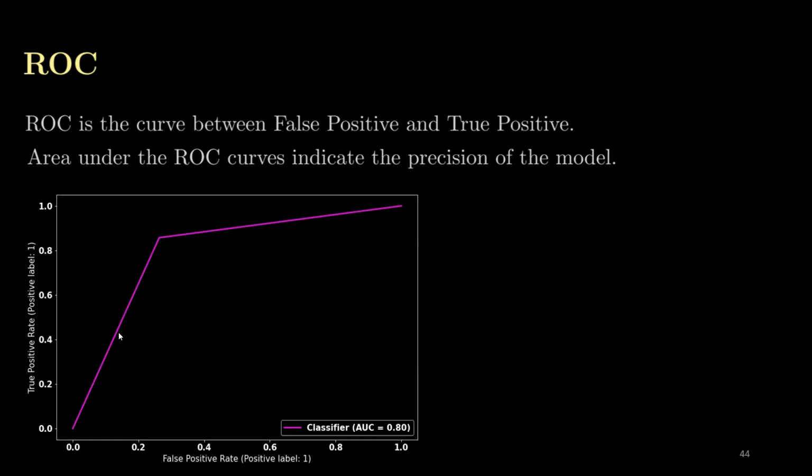So if we see this curve, we can see that AUC here, AUC is area under the curve, its value is 0.8. It means this ROC is for the model whose precision is 0.8 or 80%, because area under the curve of ROC represents the precision of the model. On the x-axis, we have a false positive rate, and on the y-axis, we have a true positive rate. So it is the curve between the false positive and true positive, and the area under this curve indicates the precision of the model.